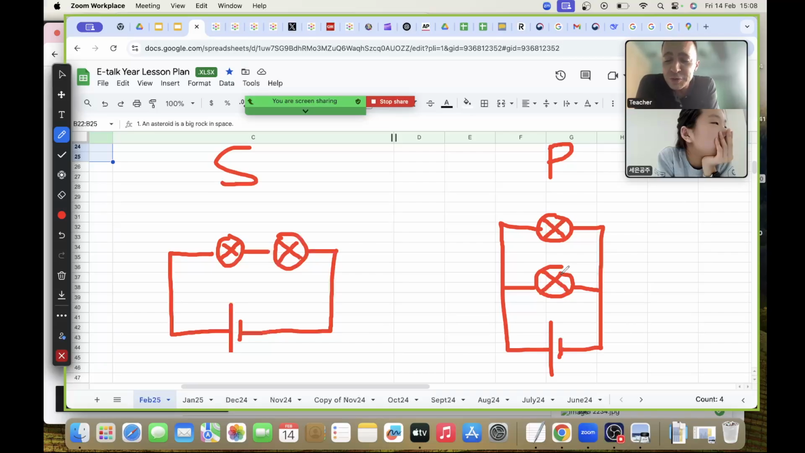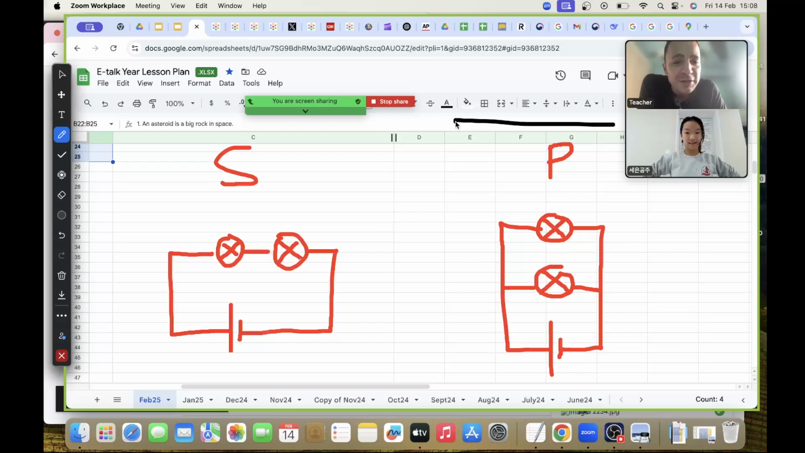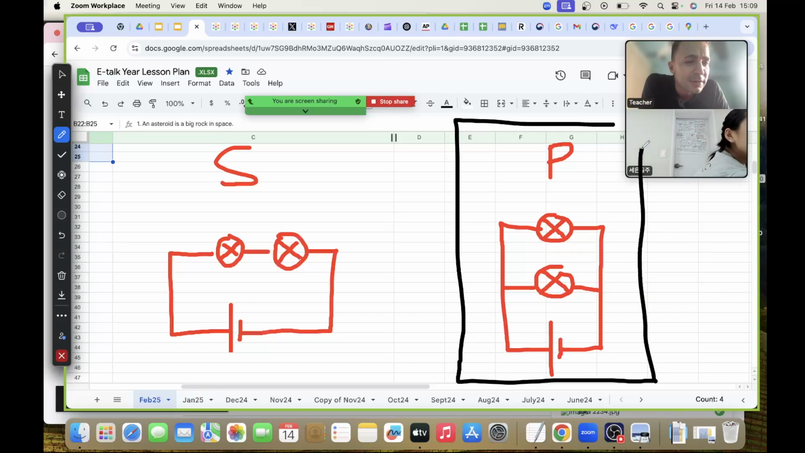I'm going to give you a little bit of a hint. It goes back to three things that we need to consider when we are looking at the brightness of the bulbs. Number one is the number of batteries. Number two is the number of bulbs. And number three is the arrangement. Is it series or is it parallel? So this one, I need you to remember that the parallel will be brighter than the series.